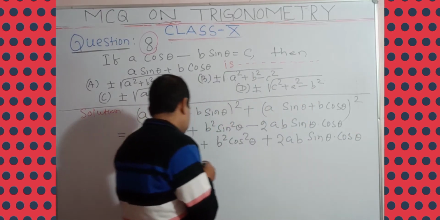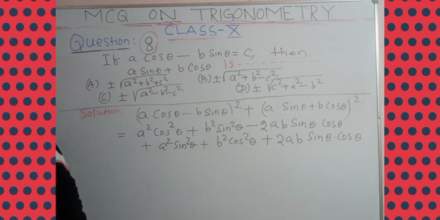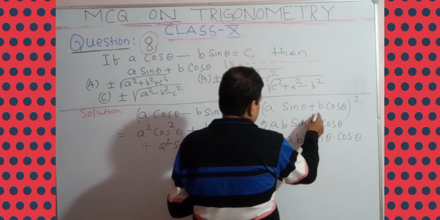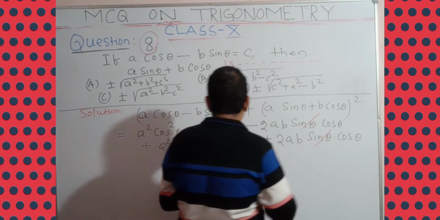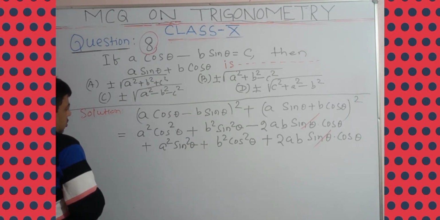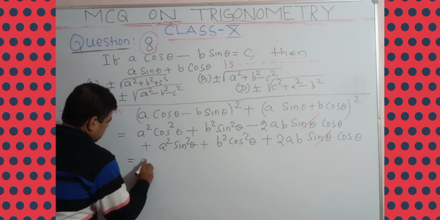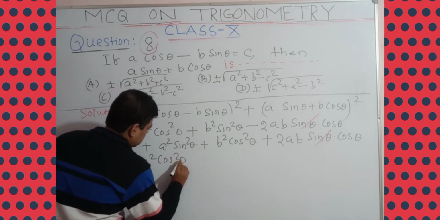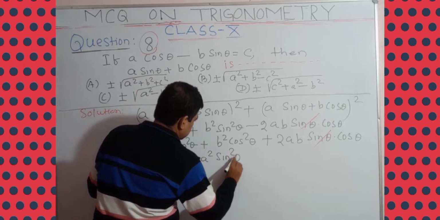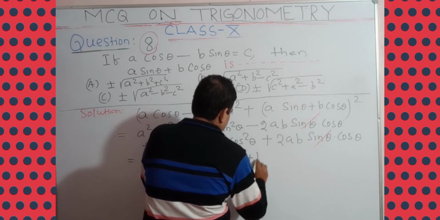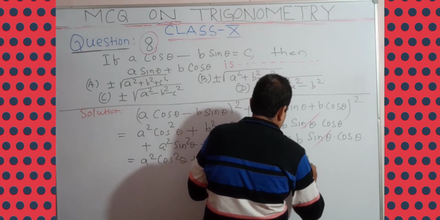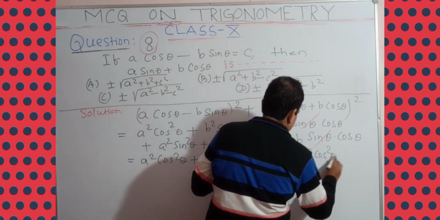Understand? Okay, yes. So here you see minus 2ab sin theta cos theta and plus 2ab sin theta cos theta. Can you cancel? Yes or no? So after that you arrange. Here you see a square cos square theta, plus a square sin square theta, plus b square sin square theta, plus b square cos square theta.